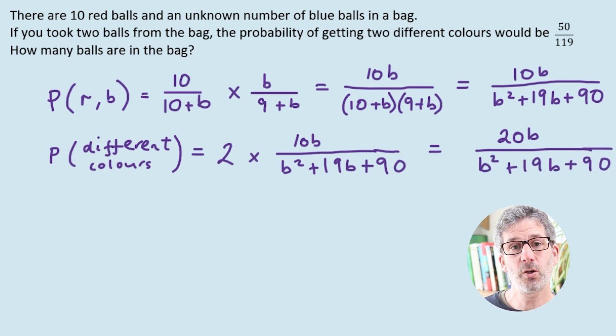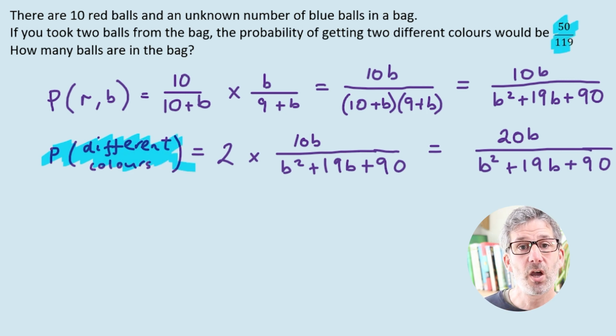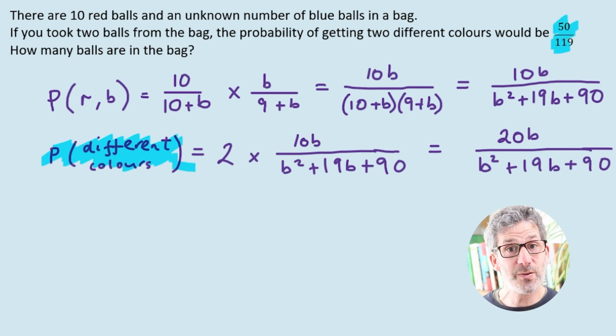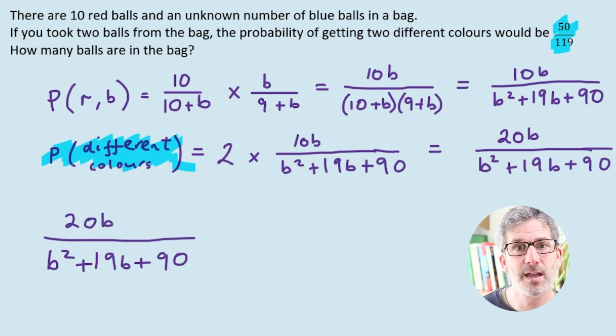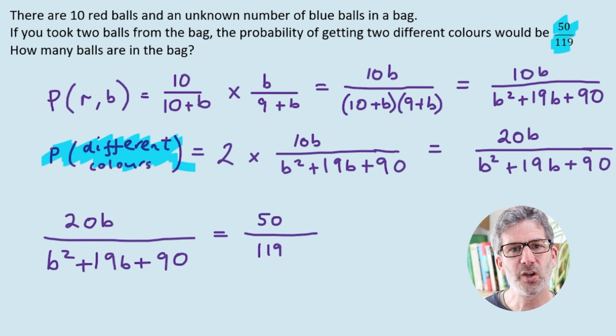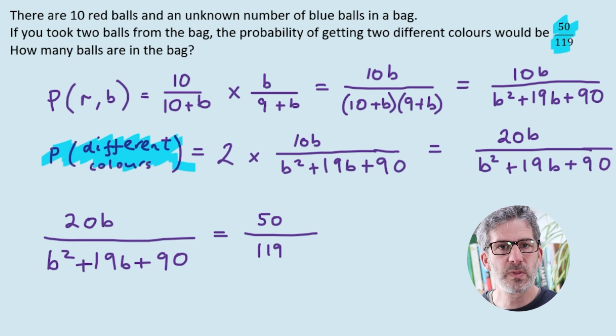Now, we're told in the question that the probability of getting two different colours is 50 over 119, so we can now set up our equation. And that gives us 20b over b squared add 19b add 90 is equal to 50 over 119. So that's the first key skill that you need to be able to solve these problems. It's the ability to describe these probabilities algebraically and then to set up the equation.